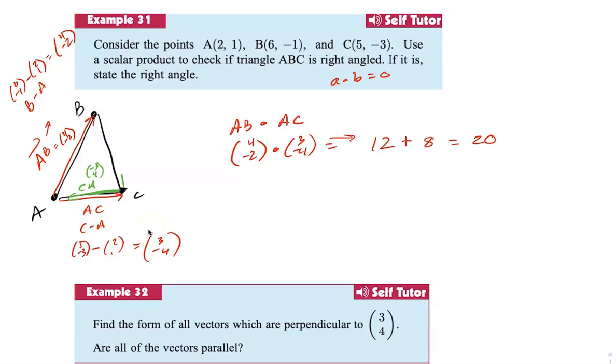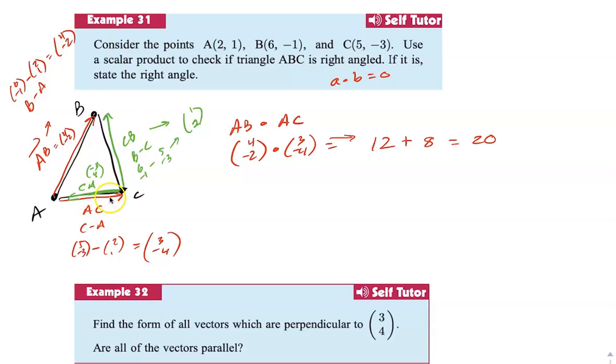Then we've got to find the one right here. We've got to find CB, tip minus tail. So that would be 6, negative 1 minus 5, negative 3, and that would get me 1, 2. Negative 1 minus negative 3 is a 2. So that's my CB.